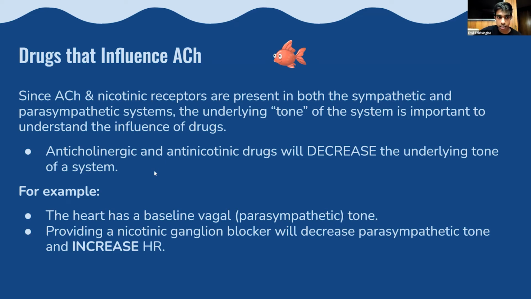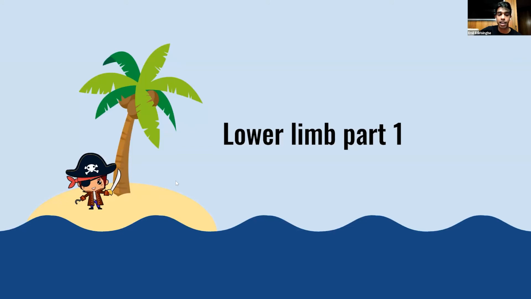So here, anticholinergic and anti-nicotinic drugs will decrease the underlying tone of a system. For example, the heart has a baseline vagal or parasympathetic tone. So providing a nicotinic ganglion blocker, aka reducing the action of acetylcholine, will decrease parasympathetic tone and increase the heart rate. But if the heart was stressed and it had a baseline sympathetic tone, providing the same drug would actually decrease heart rate, because it would be decreasing the normal sympathetic tone of the heart. The reason is that the natural tone of the system is what uses acetylcholine more. So reducing acetylcholine in the more predominant tone of the system will work against that system and reduce the tone. And that is it for ANS and pharm.